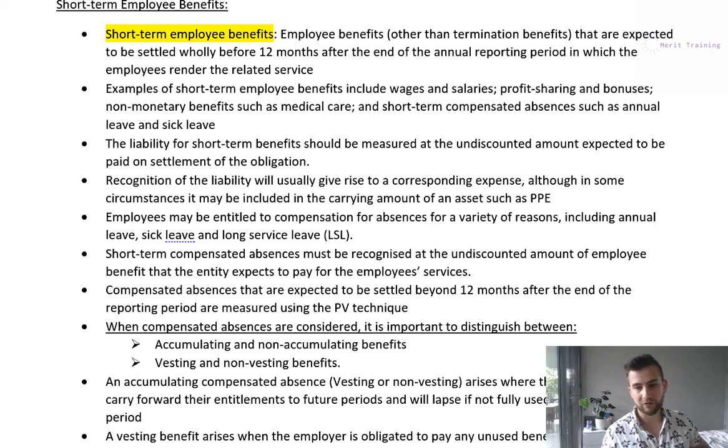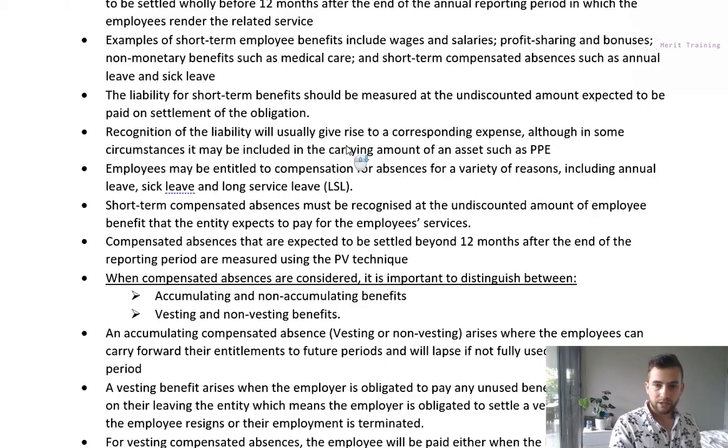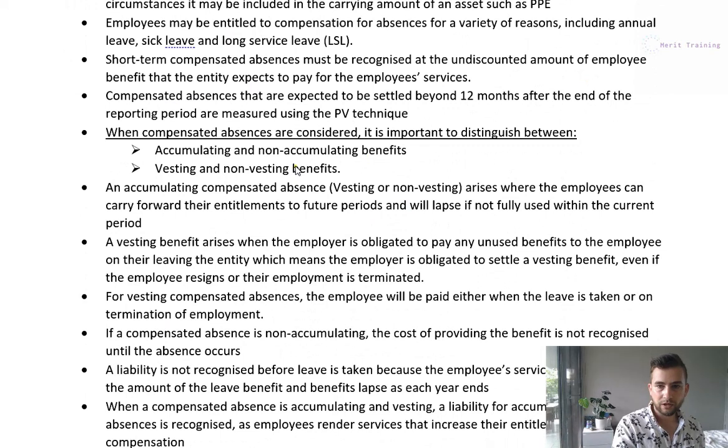So anything less than 12 months, you don't need to discount to present value. I mean, that's common sense, right? Within 12 months, it's the same year. It's still year 0, so there's no discounting. It's only when you're dealing with liabilities in year 2, in year 3, in year 4, up to year 99. All of those years you discount. Now, it's important to distinguish between accumulating and non-accumulating, vesting and non-vesting, because both of these are going to have implications as to whether or not you need a provision for it.